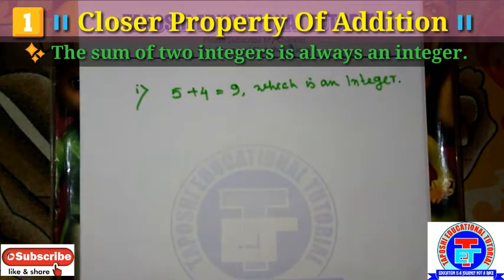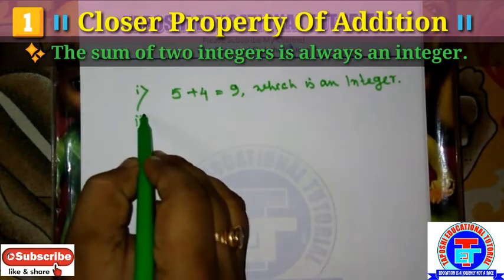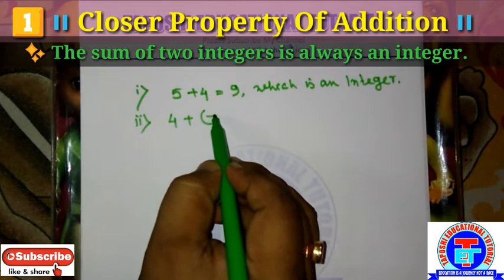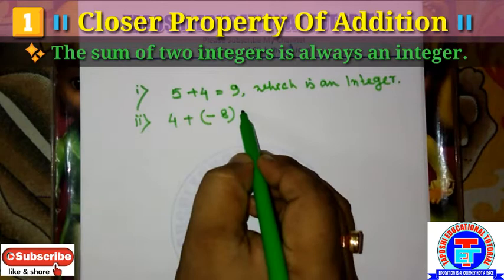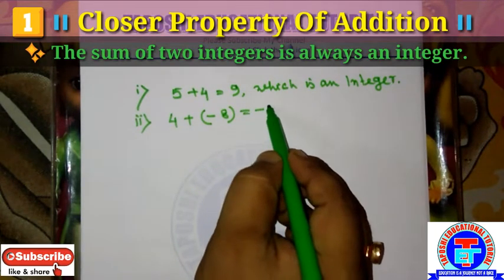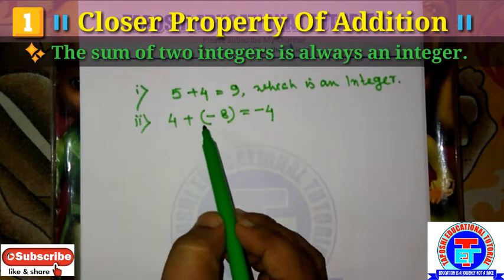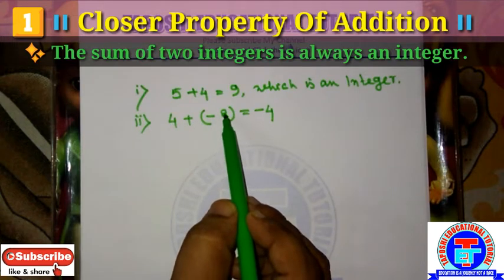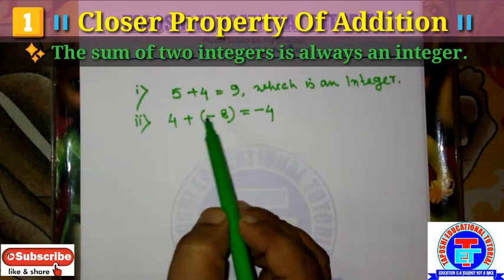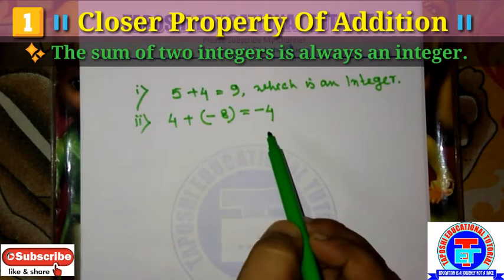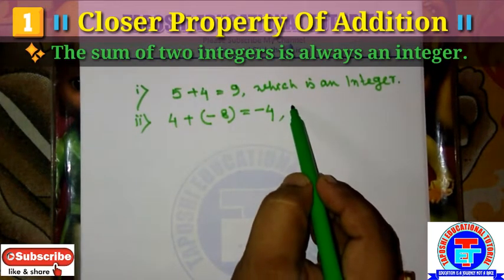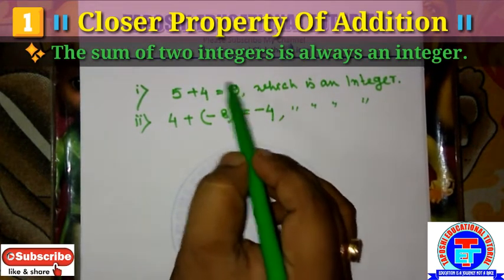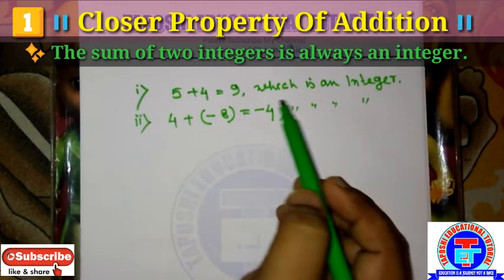Student, number 2 here, 4 plus minus 8, it will become minus 4, because when we remove this bracket it will become minus. So the minus sign is bigger than the plus sign, so that is why a negative integer comes. So here the result is also an integer, a negative integer, and this one a positive integer, right?